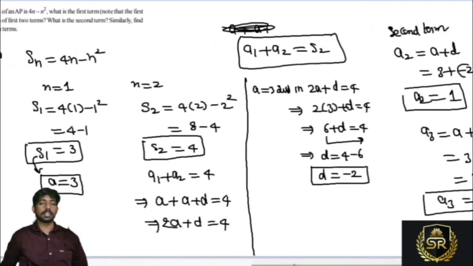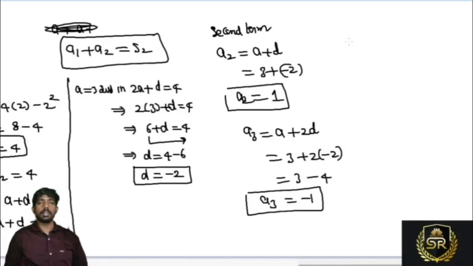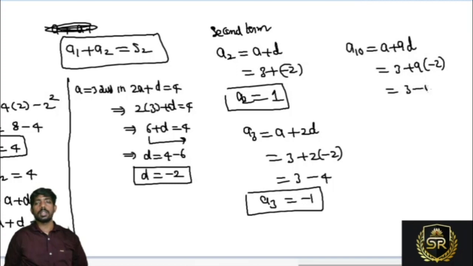And the 10th term is asked. Okay, 10th term. So A10 is equal to a plus 9d. So a is 3 plus 9 into d, which is minus 2. 2 9s are 18. So 3 minus 18 is minus 15. This is the 10th term.